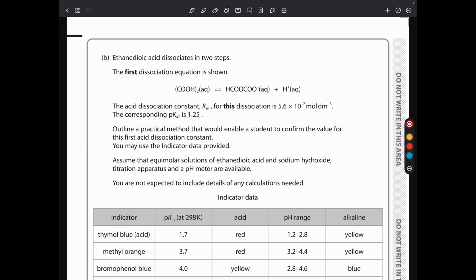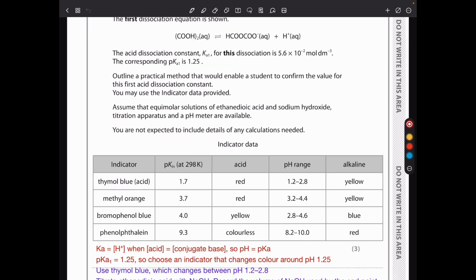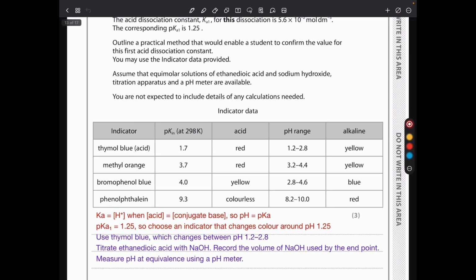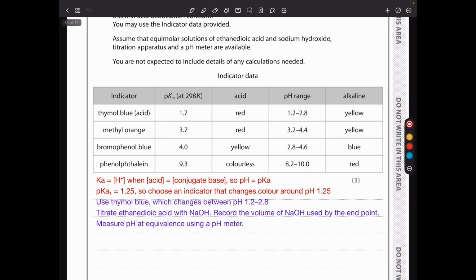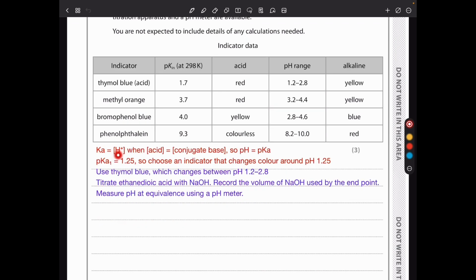You may use the indicator data provided. Assume that equimolar solutions of ethane dioic acid and sodium hydroxide, titration apparatus, and a pH meter are available. You're not expected to include details for any calculations needed. So we see the indicator values. Since Ka equals hydrogen ion concentration when the acid and conjugate base concentrations are the same, it means pH is going to equal pKa. And for pKa1, it's 1.25. So I'm going to choose an indicator that changes color around that, and we can see it's thymol blue.